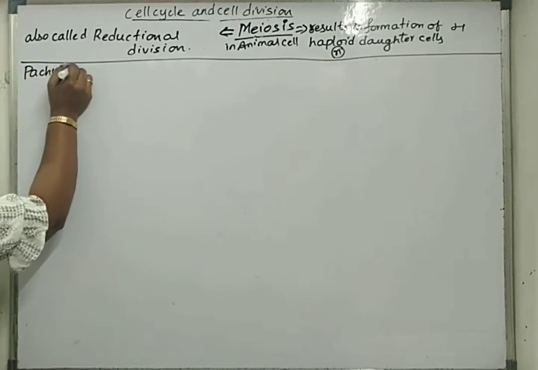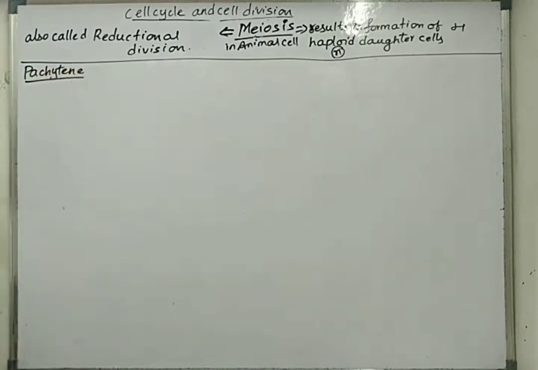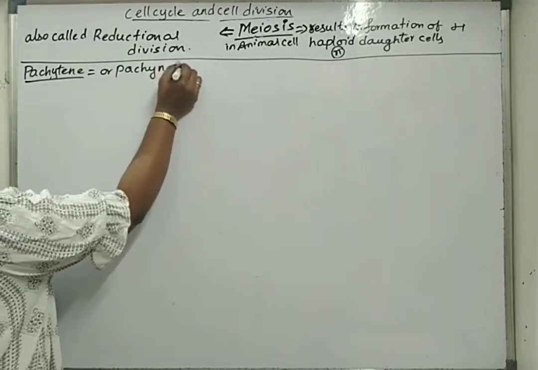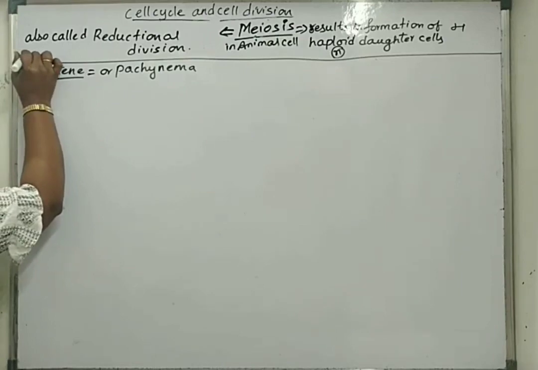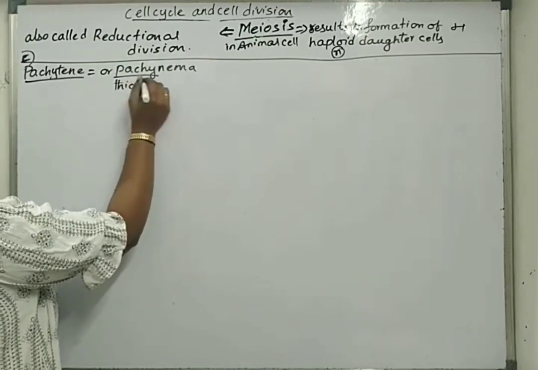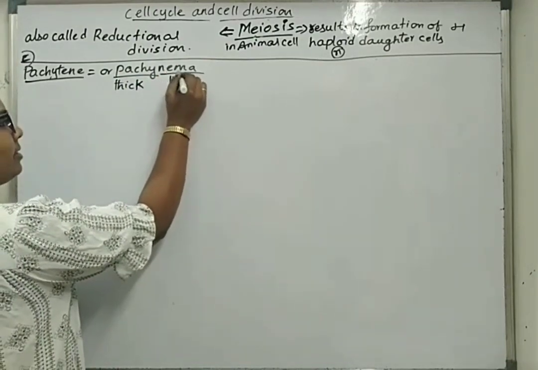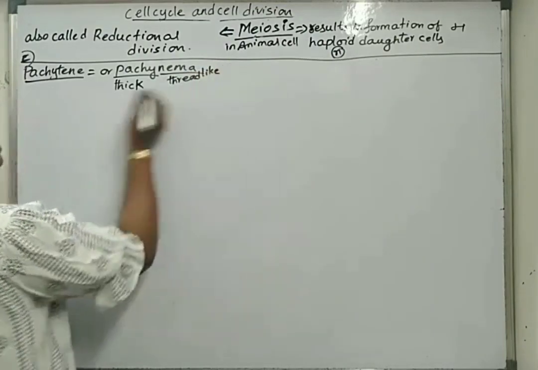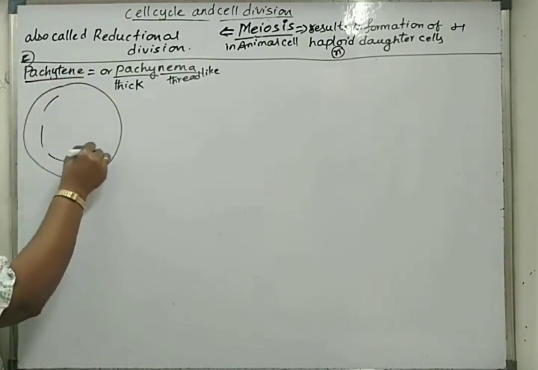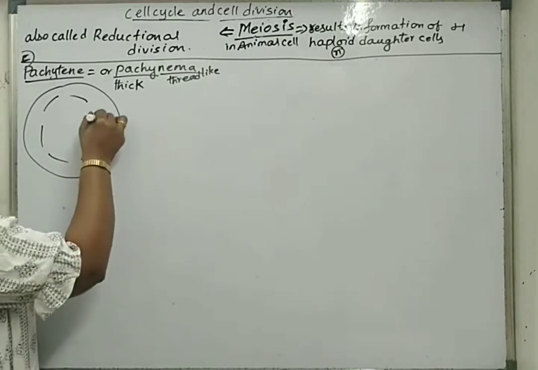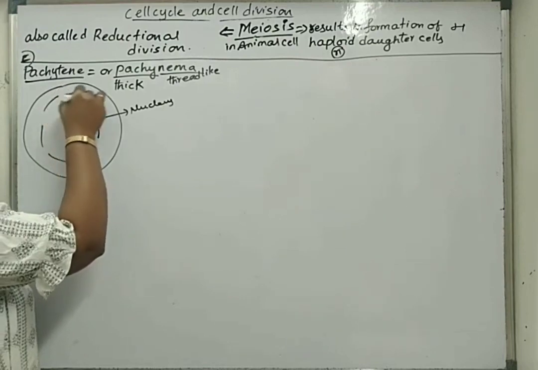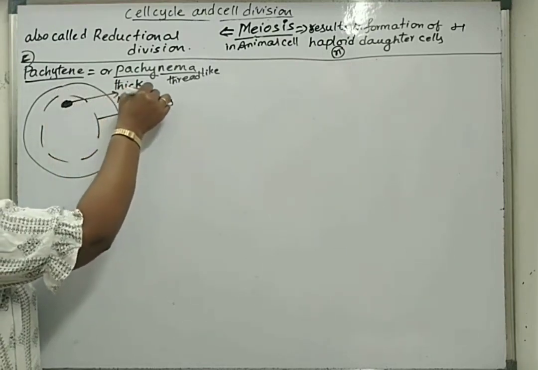Next is pachytene or pachynema. This is the third substage of prophase 1. So we will use C. Pachy means thick. Nema means thread-like. Under pachytene, you draw a cell, nuclear membrane or nucleus, and nucleolus, which means by this stage the nucleolus is still present.